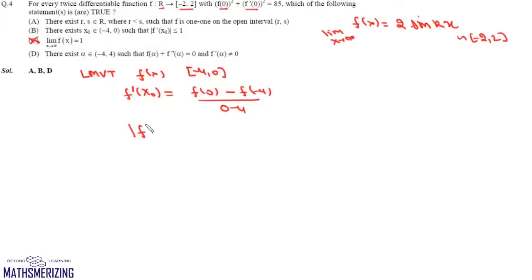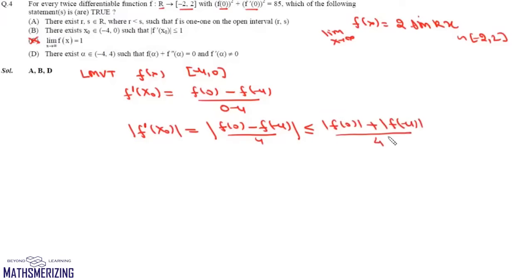Now we can write mod of f dash x naught, it will be mod of f0 minus f minus 4 upon 4, and it is less than or equal to mod of f naught plus mod of f minus 4 upon 4. Now maximum value of this function is 2. So this is always less than or equal to 1. So from here we can say there is at least one x naught in the interval minus 4 to 0 such that mod of f dash x naught is less than or equal to 1. That means this option B is correct.